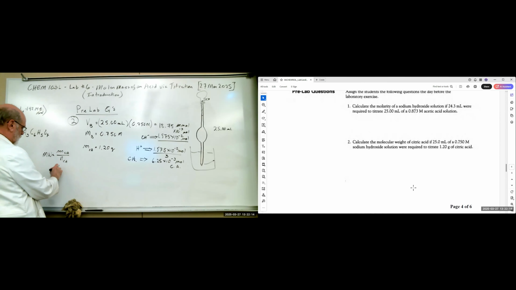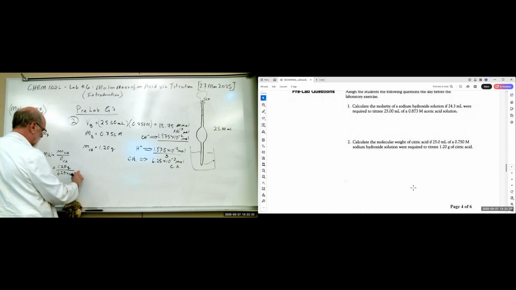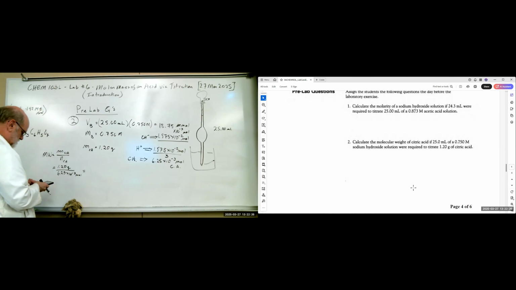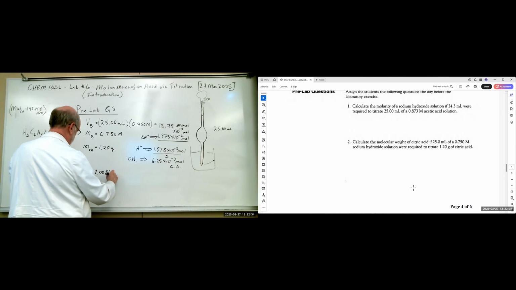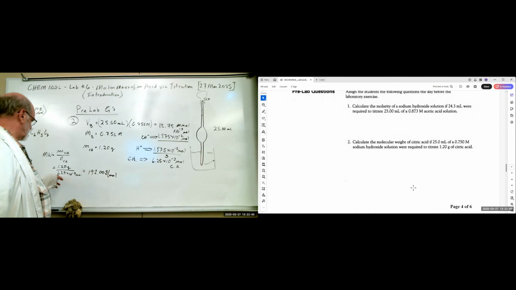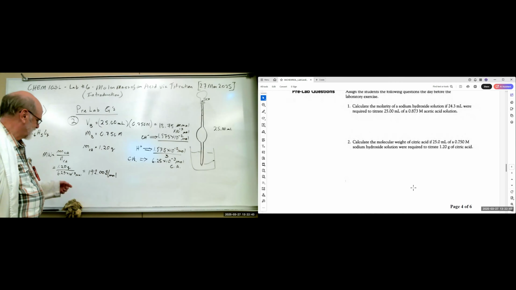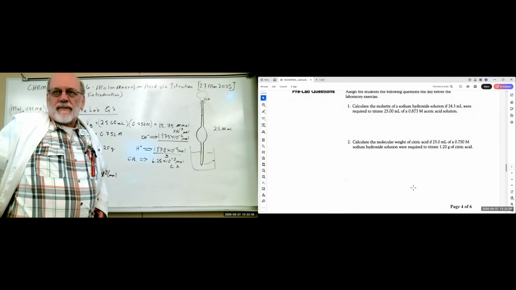All right, the mass is 1.20 grams, and the moles of citric acid, 6.25 times 10 to the minus 3 moles, equals 192.00 grams per mole. So that's pretty close. Actually, I shouldn't be permitted to use those 2 zeros because there are only 3 significant figures here. So within three significant figures, we're spot on. Which never happens in reality.